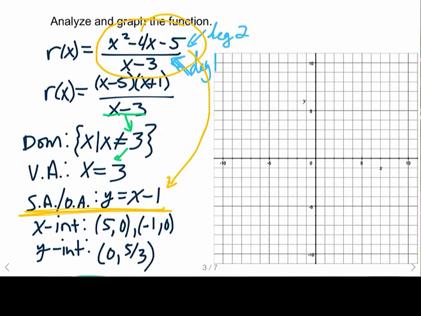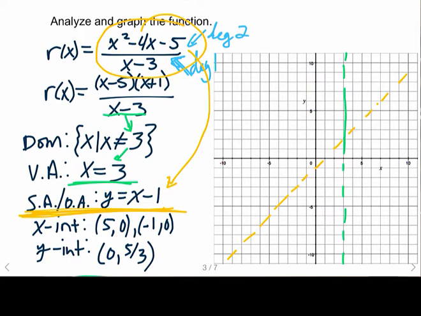So let's put this stuff together. I already have it in yellow, this slant asymptote. Might as well start drawing that. So y equals x minus 1 has a slope of 1 and a y-intercept of 0, negative 1. And then we have our vertical asymptote of x equals 3. I'll go ahead and get that down here. And I draw those dashed because they aren't actually part of the graph. They inform the graph, but they aren't part of it.